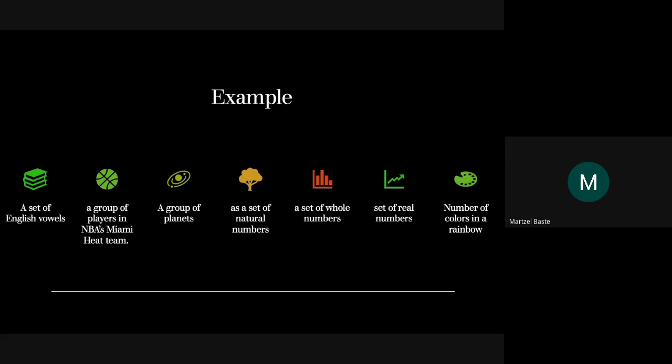Next is we have a set of natural numbers, a set of whole numbers, a set of real numbers. Real numbers meaning it has a decimal point. So either float, currency, or in MySQL it's called currency or double. Then we have number of colors in a rainbow. So again, it's very easy to identify the set. Naay pangutana guys? Wala, sir. Okay, next.